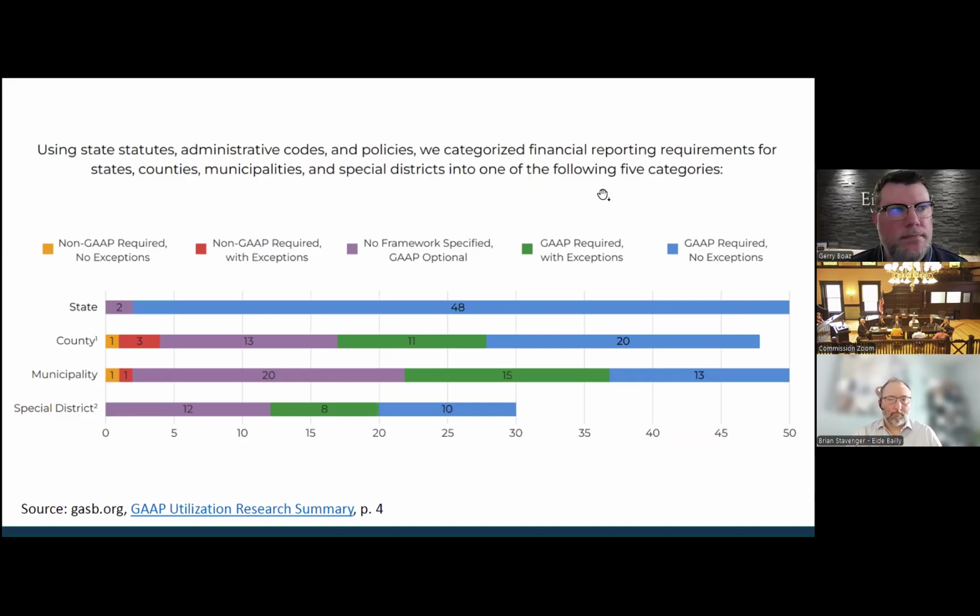31 of the 48 states require some form of GAAP reporting framework for counties. Connecticut and Rhode Island do not have counties as reporting units of government, which is why there's only 48 states instead of 50 listed. 13 states have no framework specified, but GAAP is optional, and the remaining counties have a non-GAAP requirement. All governmental agencies prior to 1970 required cash basis fund accounting.